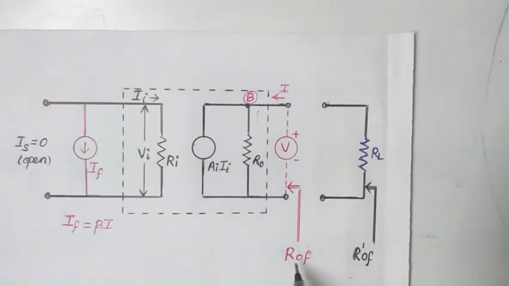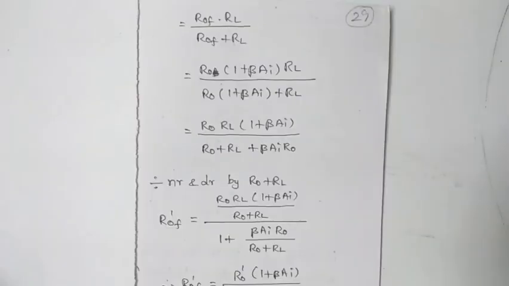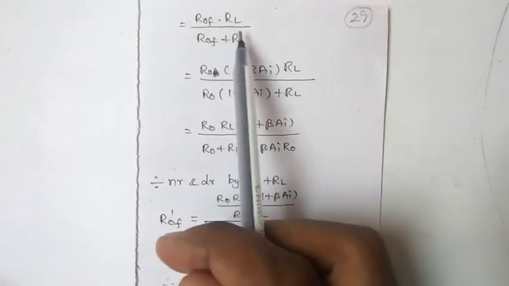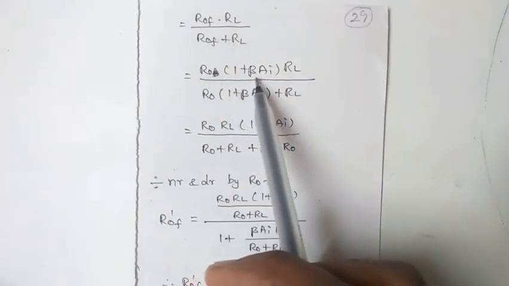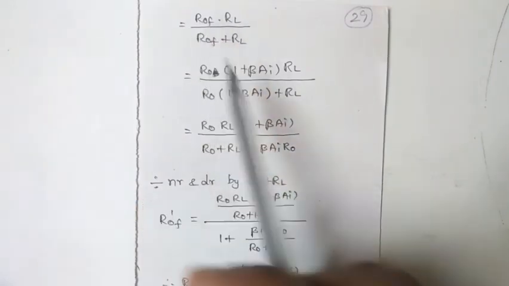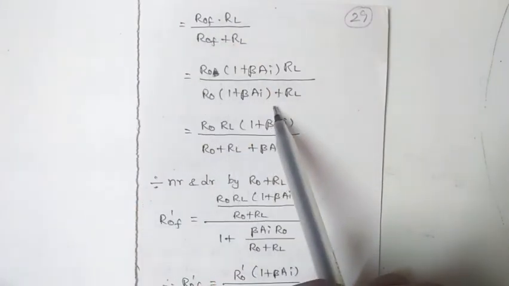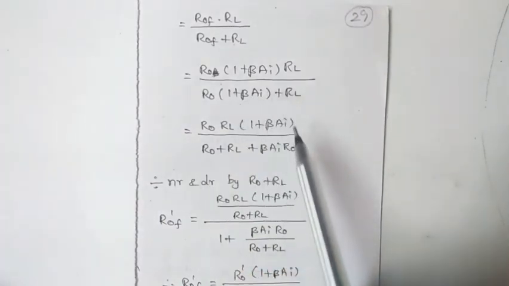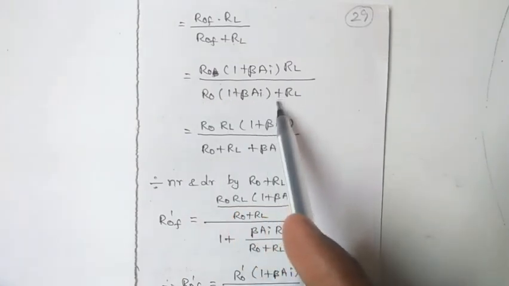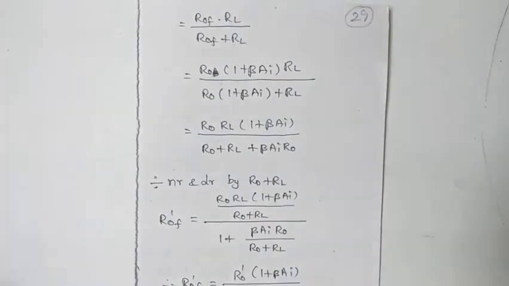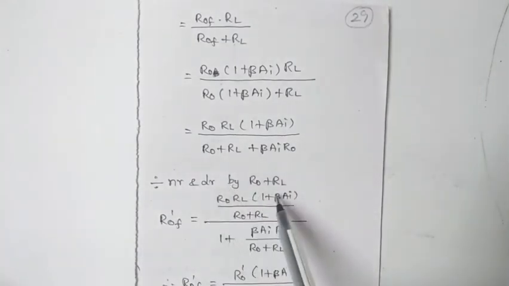Till now we have found ROF. Now we are going to find R dash OF, which is nothing but the parallel combination of ROF and RL. The ROF parallel to RL can be written as ROF into RL divided by ROF plus RL. Here we substitute R0 into 1 plus beta AI for ROF. Similarly in the denominator also we substitute. Then we rearrange the terms, R0 plus beta AI into R0 as written here. Next we divide both the numerator and denominator by R0 plus RL.